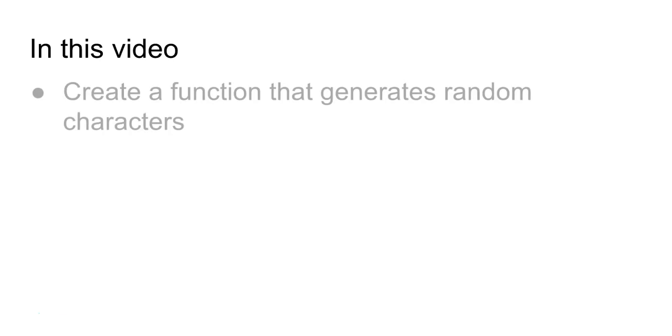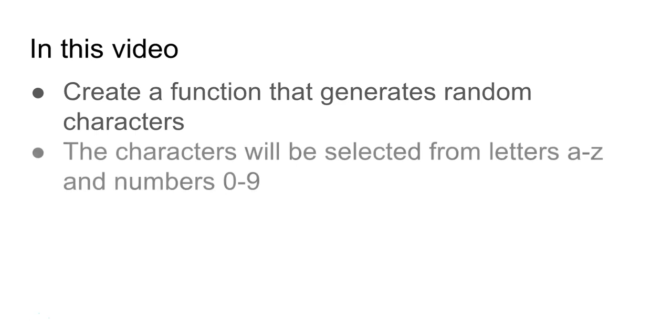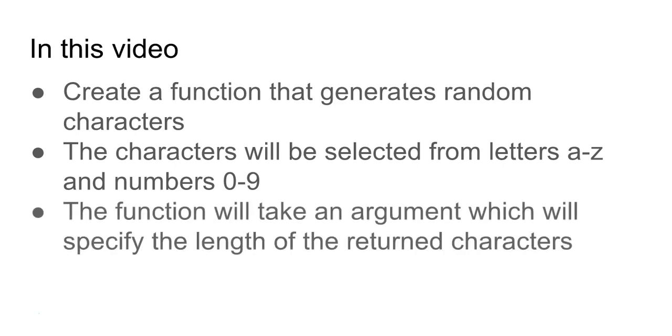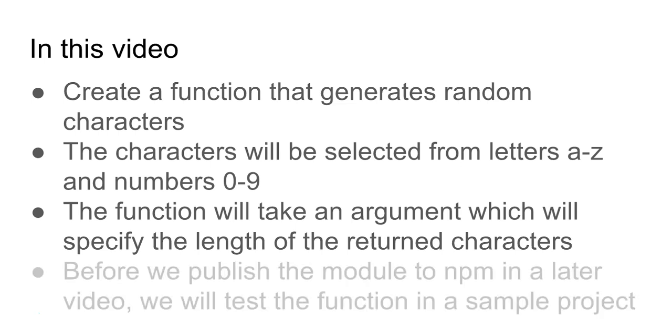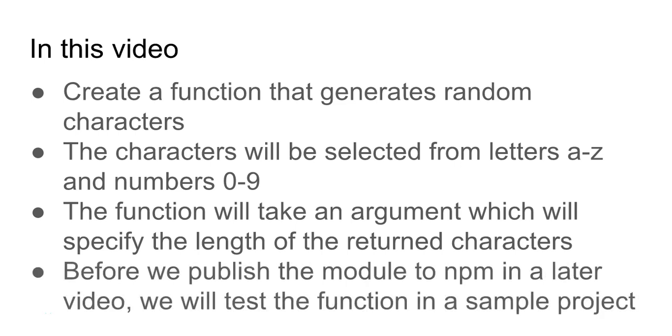So in this video we're going to create a function that generates random characters. Also, the characters will be selected from letters A to Z and numbers 0 to 9. In this case, we are going to use small letters A to Z. The function will take an argument which will specify the length of the returned characters. So whatever number the user passes to the function, that is the length of the alphanumeric characters that will be returned. Then before we publish the module to npm in a later video, we'll test the function in a sample project, as I said earlier.